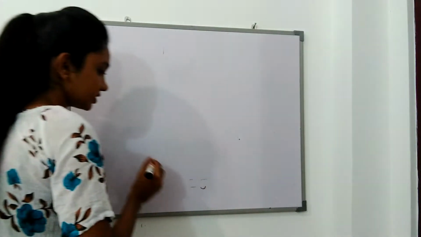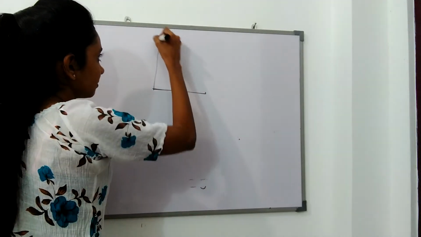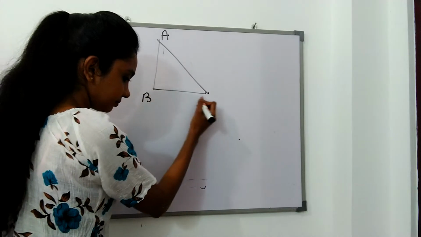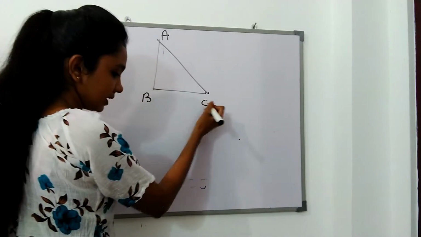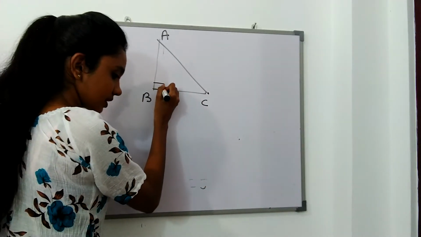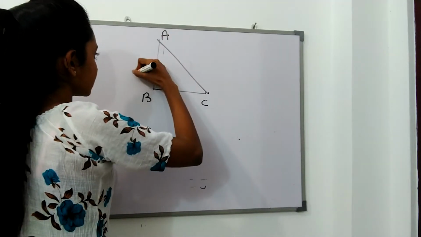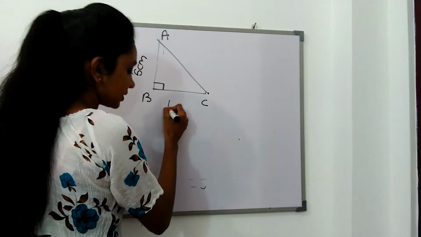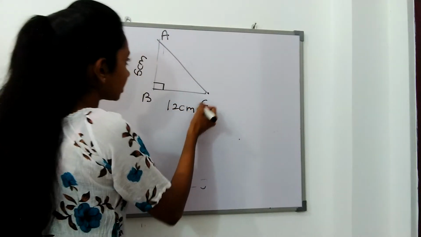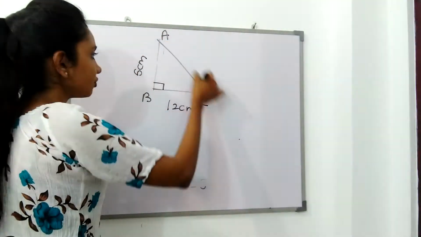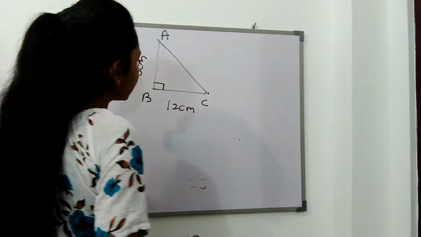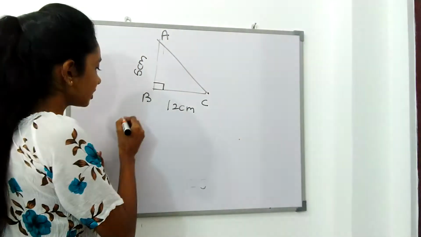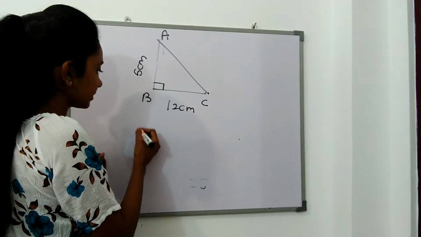In the right angle triangle ABC, B is 90 degrees, AB is 5 centimeters, BC is 12 centimeters. Now we have to find the length of AC. To find the length of AC, you should apply the Pythagoras relation.